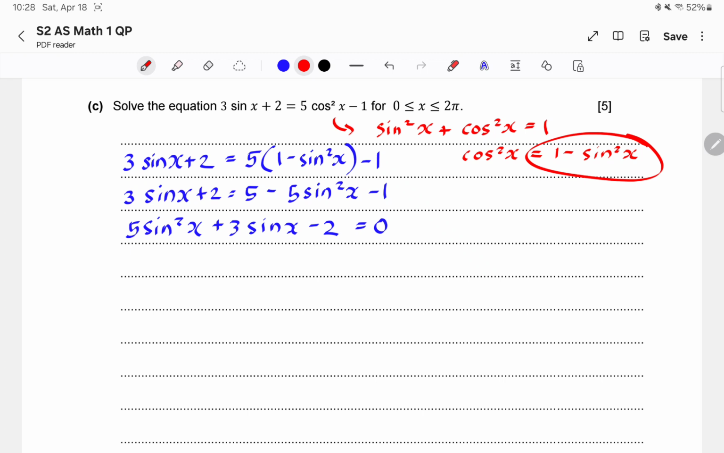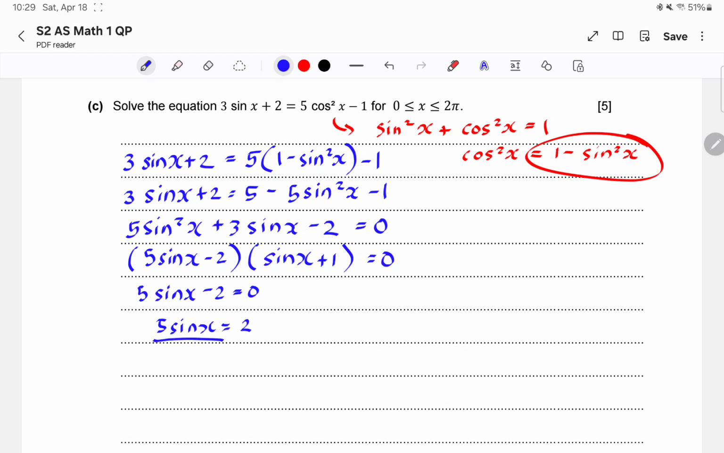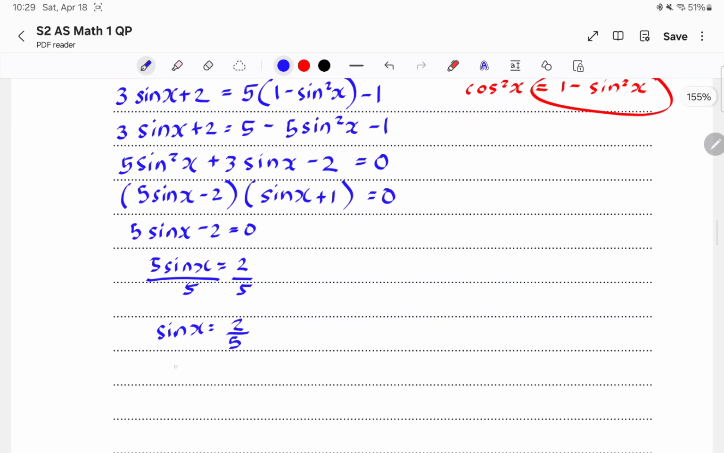So let's factorize this. You'll get 5 sine x minus 2 and sine x plus 1 equals 0. Now let's solve. We have 5 sine x minus 2 equals 0, so 5 sine x equals positive 2. Divide both sides by 5 and you will get sine x equals 2/5. Then let's inverse that.